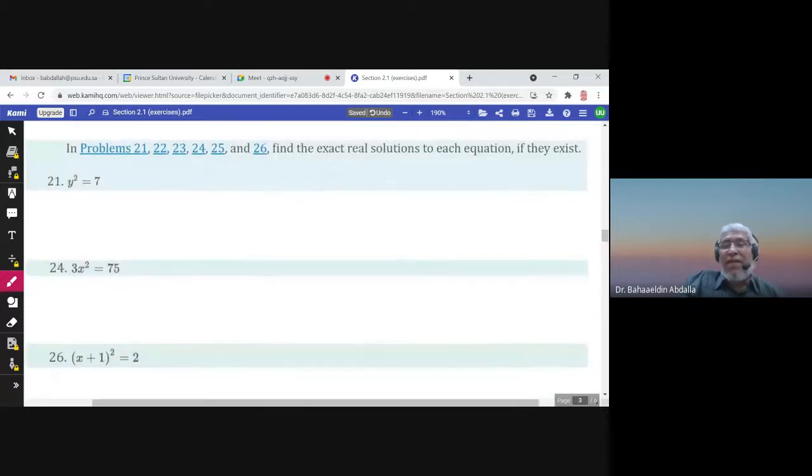Find the exact real solutions. Real, he's asking about real solutions to each equation if they exist. Well, here I use the square root property. We know that if y squared equals c, then y is plus or minus square root of c. That's the square root property. So y is plus or minus square root of 7. And these are the two solutions.